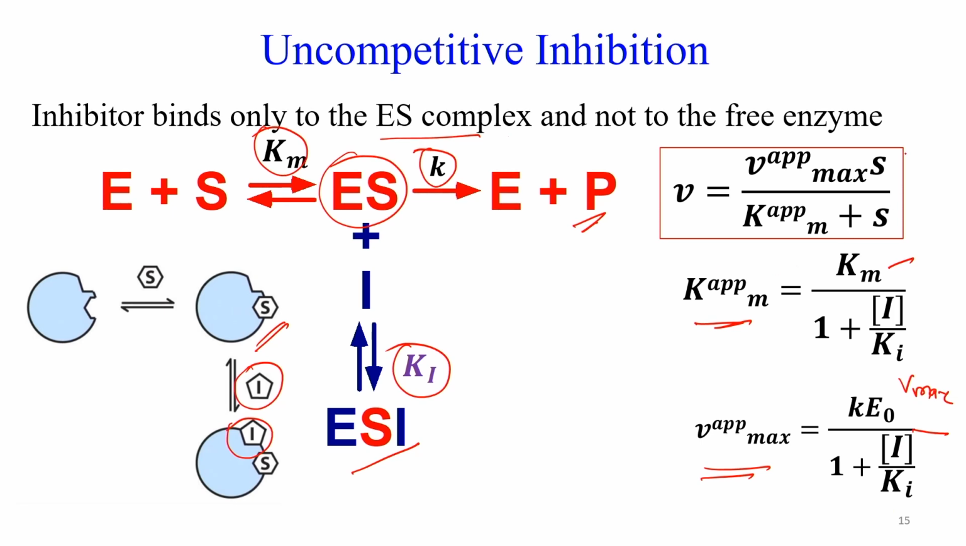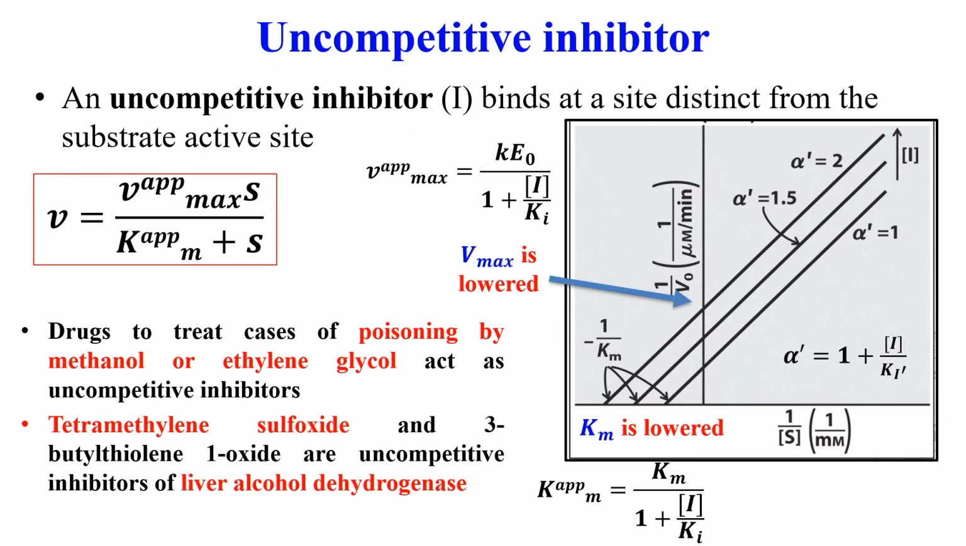Still, we can write in a similar expression like the Michaelis-Menten equation. It says V equals V max apparent S divided by Km apparent plus S. So, you just see, uncompetitive inhibitors bind at a site distinct from the substrate active site, and here it is affecting both V max and Km, both are decreased. So, V max is lowered, you just see here, and Km is also lowered in the presence of inhibitor.